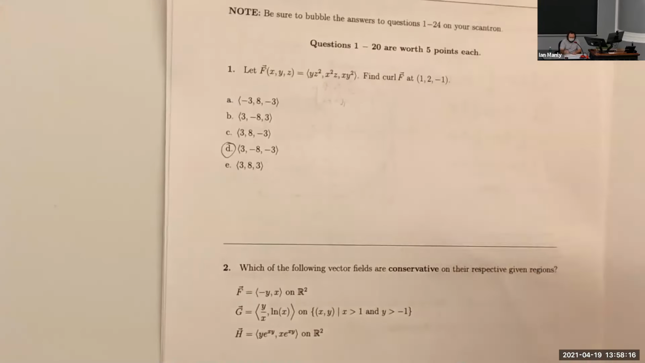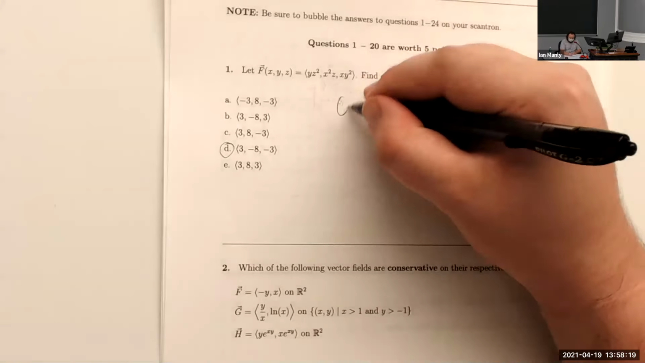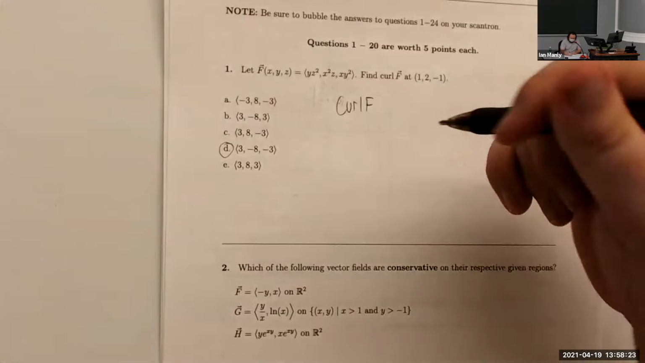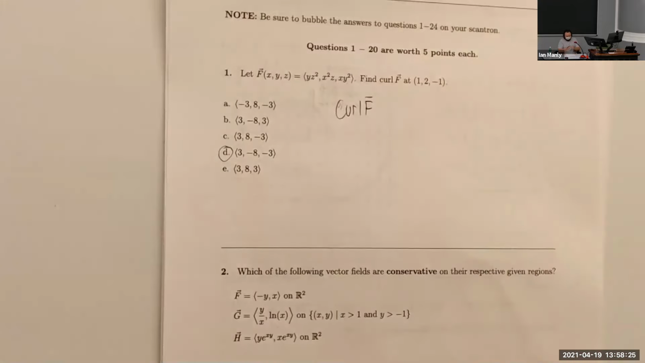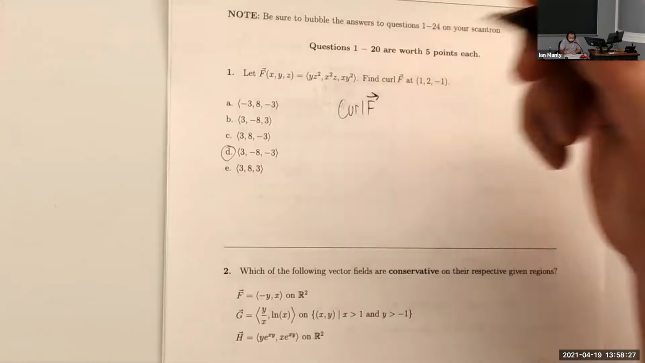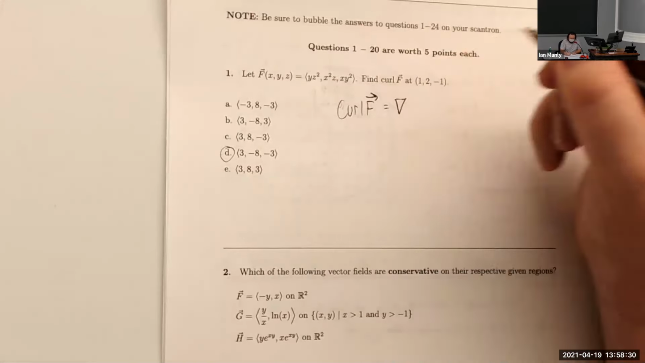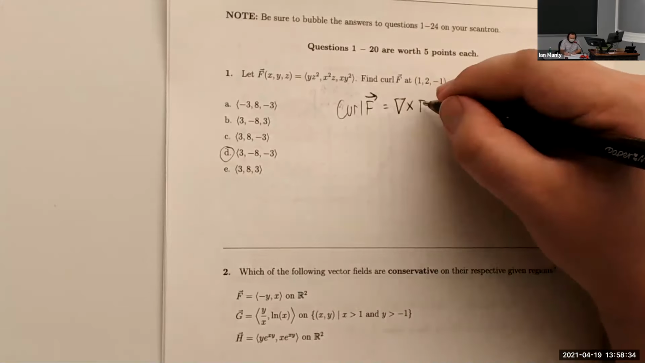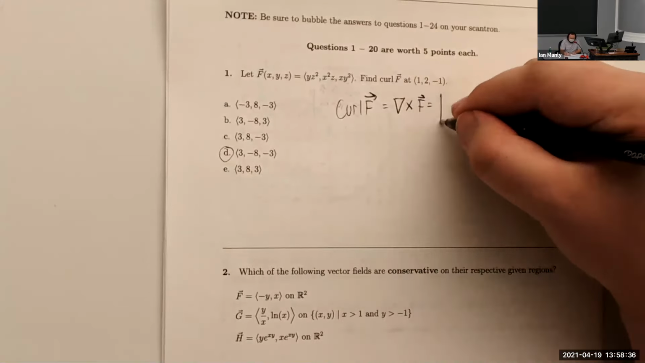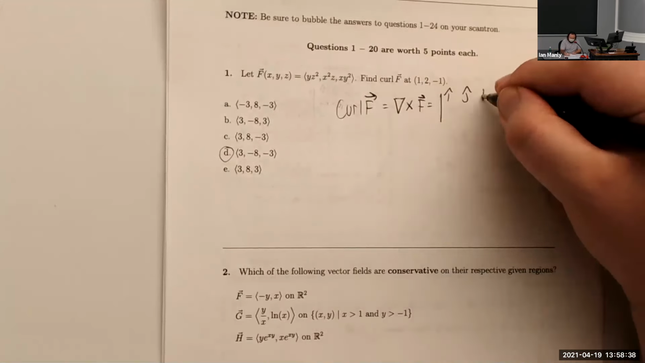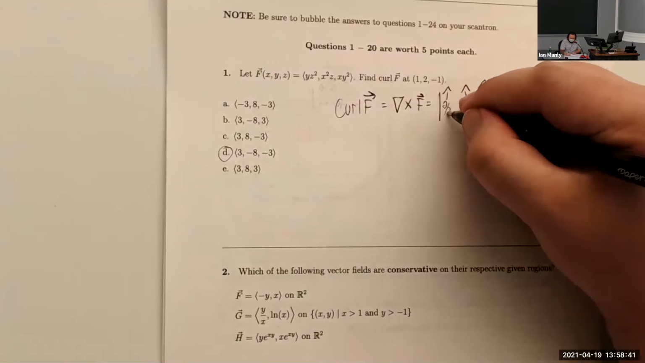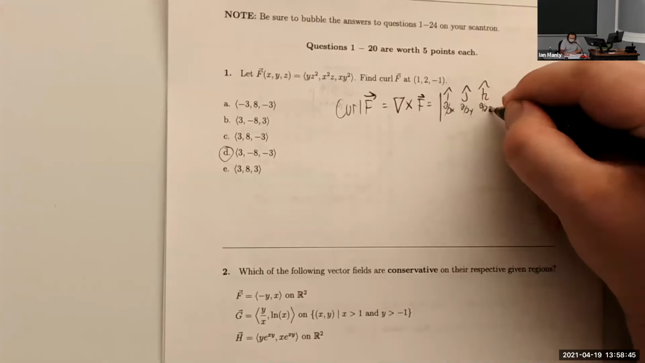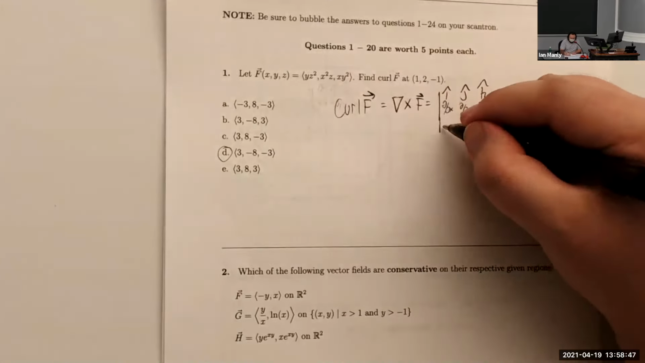All right, well, let's see. So what is the curl? The curl of f is the del operator cross with the vector field itself. Or in other words, we have a cross product, i, j, and k. We have partial derivatives here with respect to each variable. And then we have our vector field itself.